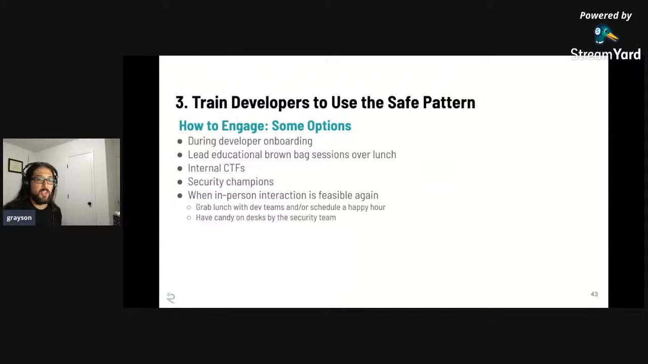Other options for engaging developers for training are obviously developer onboarding, educational brown bags. So you can just have a session where you invite people to come learn about some things that you've been learning about as you learn about safe patterns. Internal CTFs, if you have security champions, have them go evangelize in various places. And then whenever in-person interactions begin, have some candy on your desk so they can come by and you can tell them about all the cool things you're learning.